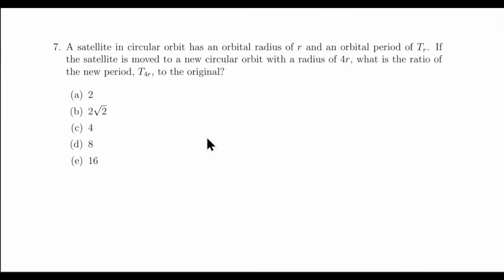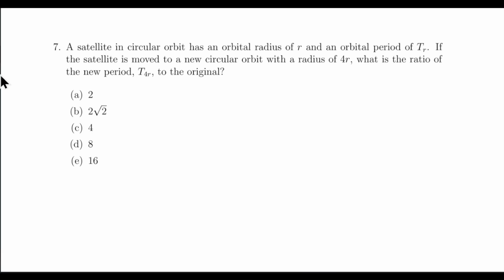Right, that was a pretty decent one. A satellite in circular orbit has a radius r and an orbital period of Tr. If the satellite is now moved to a new circular orbit with a radius of 4r, what is the ratio of the new time period to the original?